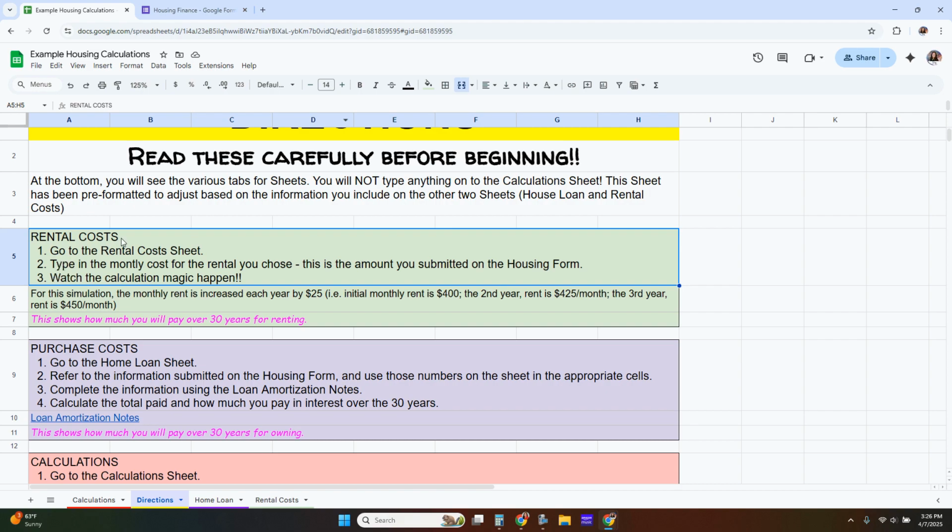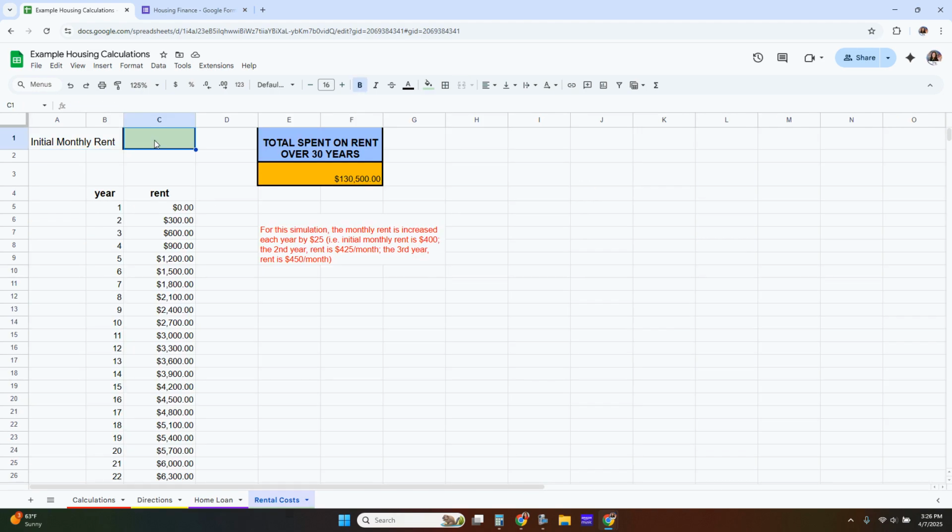On this housing calculations spreadsheet, I'm going to go all the way to the last tab, rental costs. In this green box up here, I'm going to type in my initial monthly rent. I'm going to say my initial monthly rent is $1,850. Then it calculates the total cost over 30 years for rent. In the first year, every month I'm paying $1,850, so for the first year that's a total of $22,200.